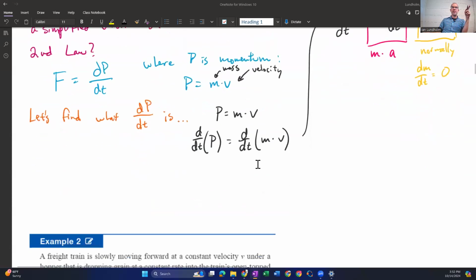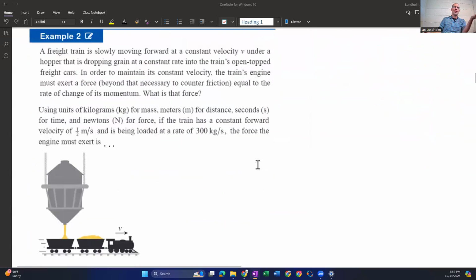So let's go down and take a look at this example. This one is not as exciting as a rocket, but we've got a freight train. This freight train is moving slowly forward at a constant velocity v under a hopper that's dropping grain at a constant rate into the train's open-top freight cars. In order to maintain its constant velocity, the train's engine must exert a force equal to the rate of change of its momentum. What is that force?